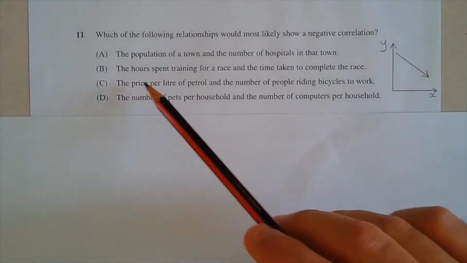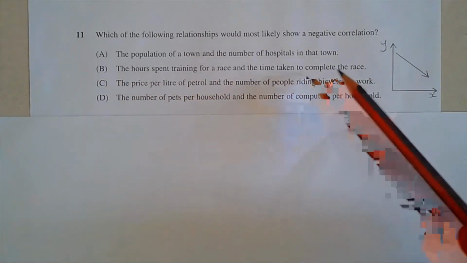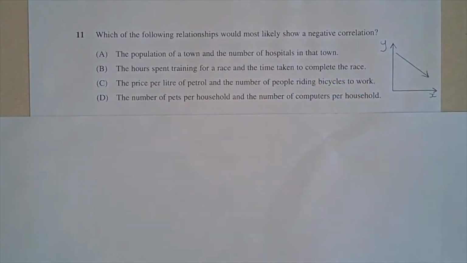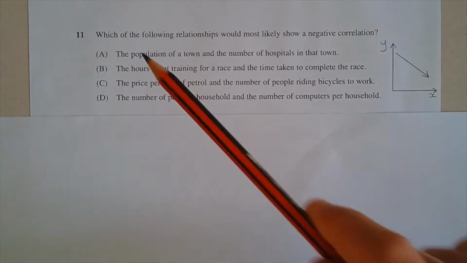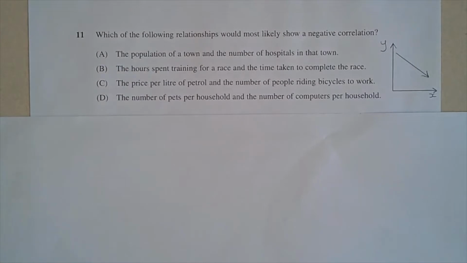Option B, the hours spent training for a race and the time taken to complete the race. Generally speaking, the more one trains, the better their time is going to be, and a better time means a lower time in a race. Now we're assuming it's a running race of sorts, a race against the clock or against someone else, for example, or against another group of people. The better time is a lower time. So that could be an answer.